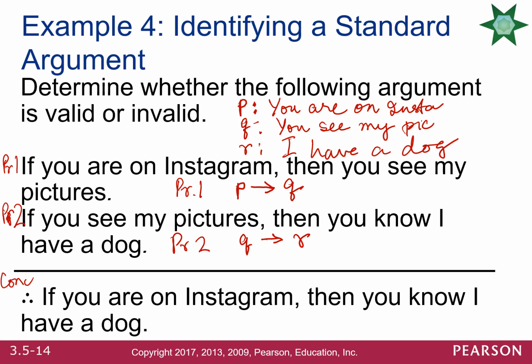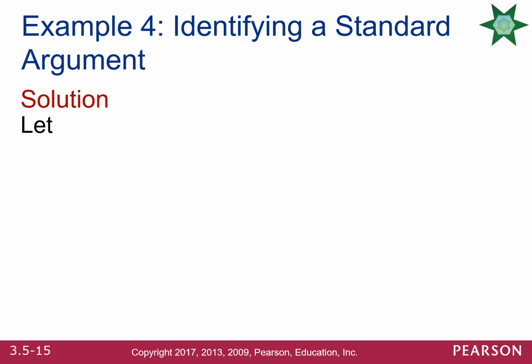And what is the conclusion? How can we write that in symbolic form? It says if you are on Instagram, which is P, then you know I have a dog. If P, then R. All right. So given this argument now in symbolic form, let's see how we can go about the process of figuring out whether it's a valid argument or an invalid argument.